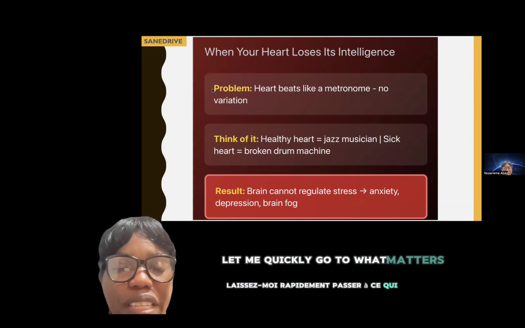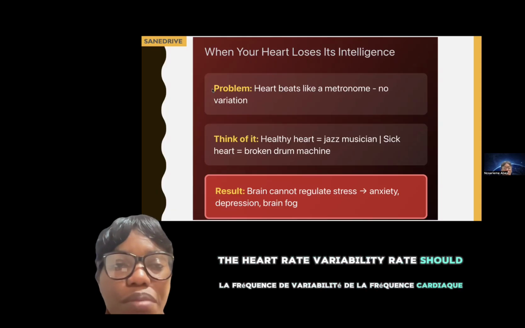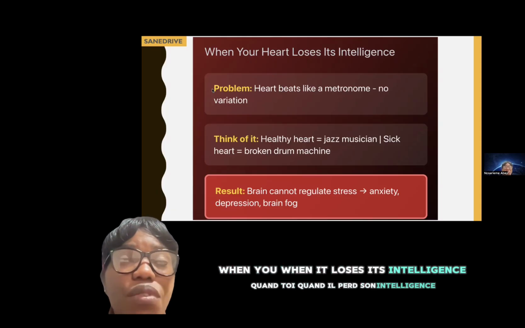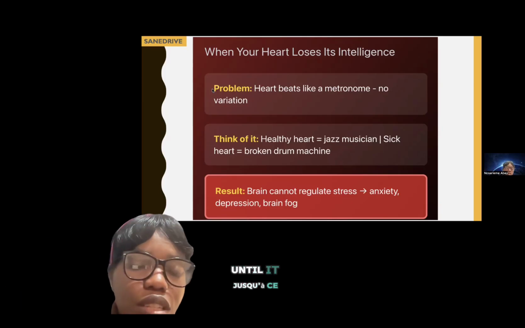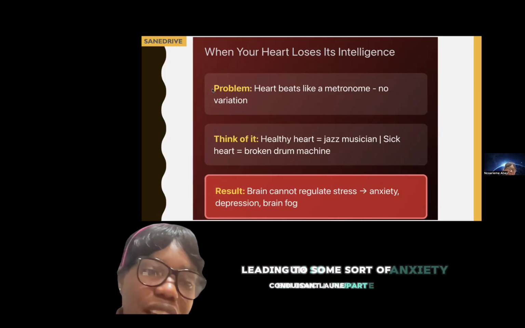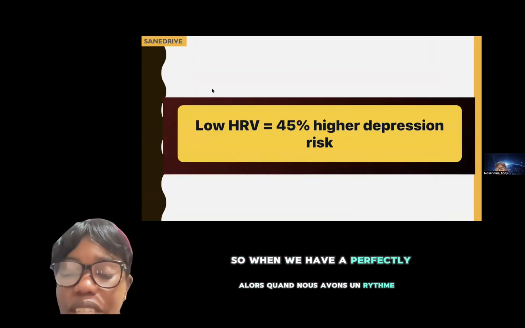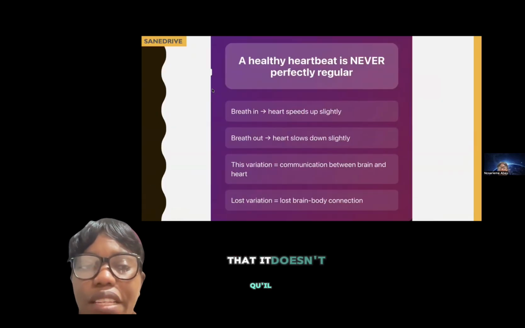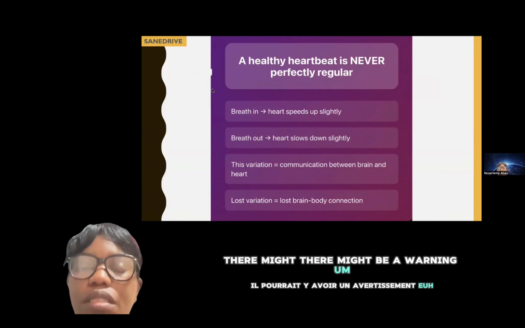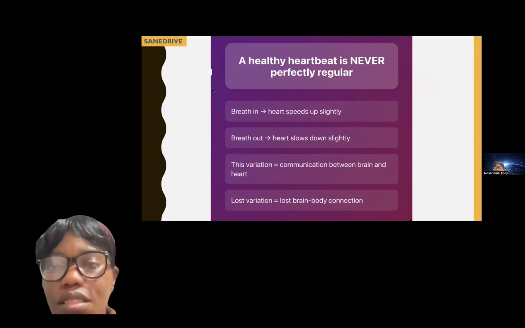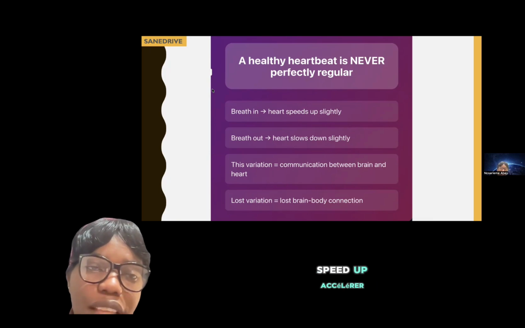Let me quickly go to what matters to us, which is what the heart rate variability should be like. When it loses its intelligence, it means that the heart is no longer sensitive to some of those changes, and so it could collapse at any time, leading to some sort of anxiety, depression, or even brain fog. Most times, low heart rate variability is associated with 45% of depression, and it's important we pay attention to it. When we have a perfectly clear heartbeat that doesn't have some wavy thing, it may be a warning sign for us to pay attention to.